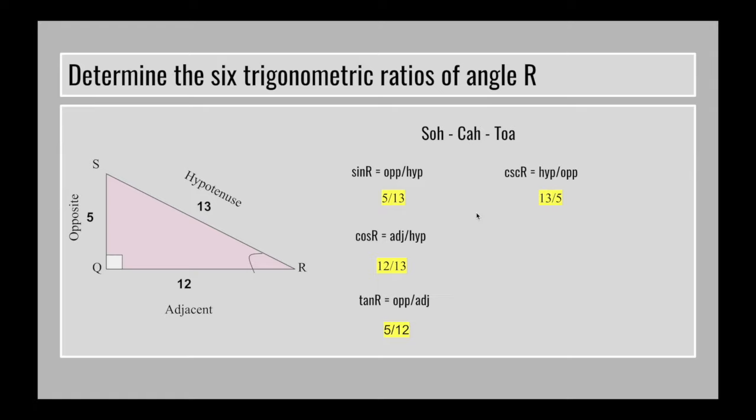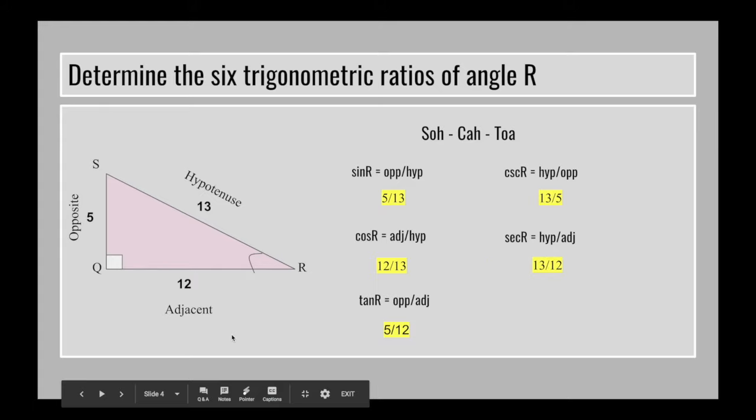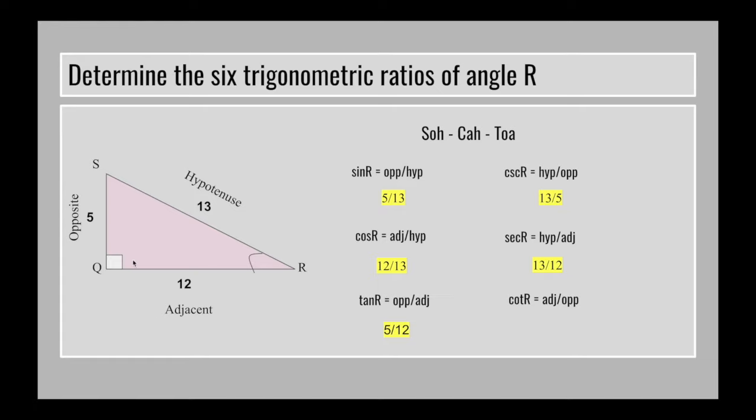While here we're looking for secant, which is hypotenuse over adjacent. Hypotenuse 13, adjacent 12. So that's 13 over 12. Cotangent, we're looking for adjacent over opposite. So that gives us 12 over 5.